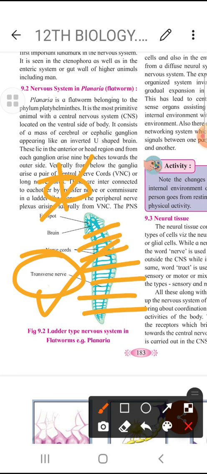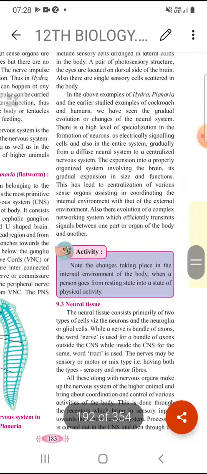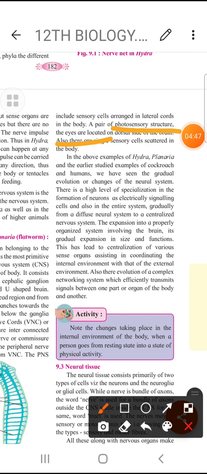And you have one very important structure in between the brain, that is the photosensory structure. You call that as eye. Eye is located, it's part of the sensory system only, so that has to be explained.